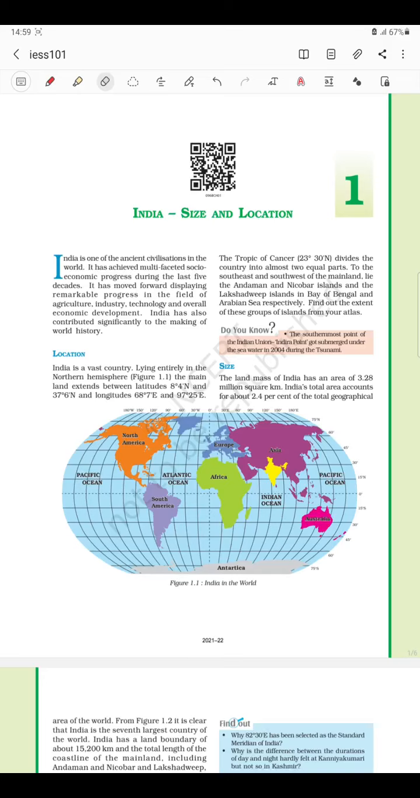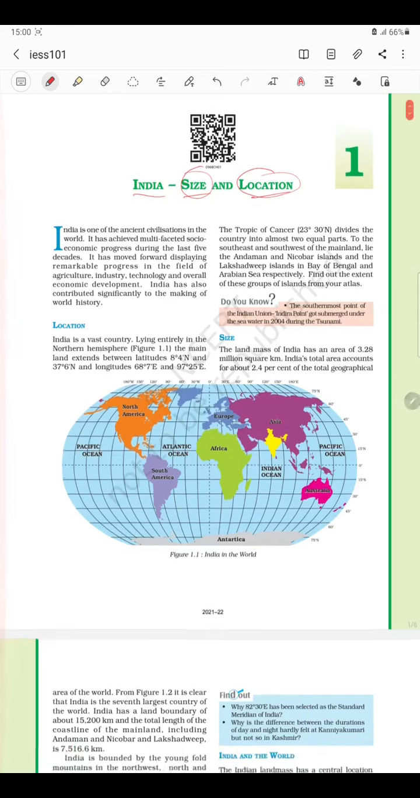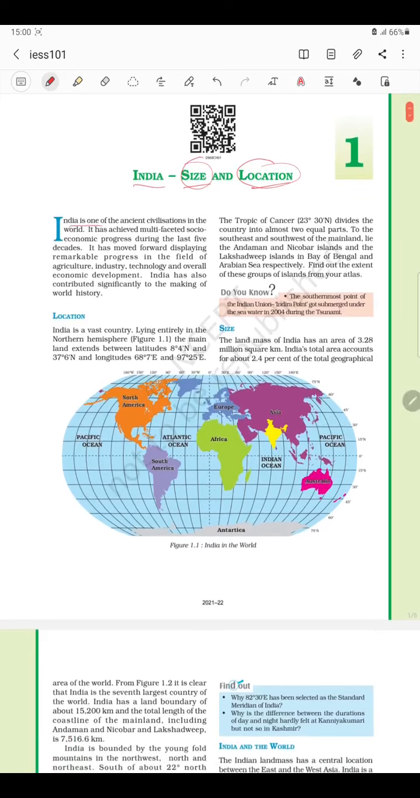Today I am going to explain the first chapter of geography of class 9. The name of the chapter is India, Size and Location. Size means what is its extension on the globe. Location means where it is situated. Okay, so let's start. India, one of the ancient civilizations in the world.